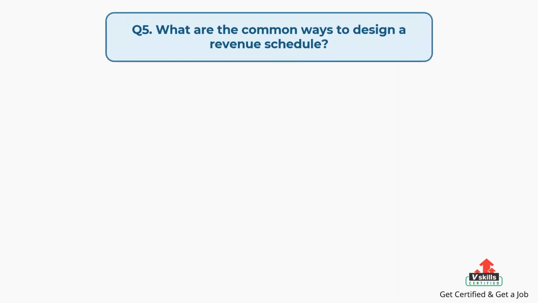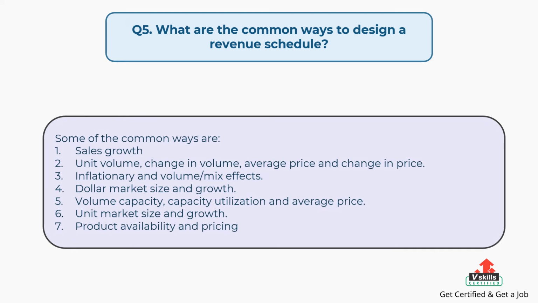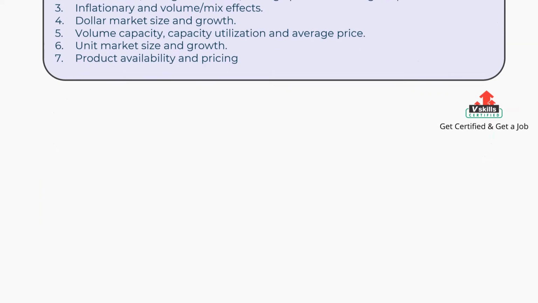Question number 5. What are the common ways to design a revenue schedule? The answer is, some of the common ways are: first, sales growth; second, unit volume, change in volume, average price and change in price; third, inflationary and volume or mix effects; fourth, dollar market size and growth; fifth, volume capacity, capacity utilization and average price; sixth, unit market size and growth; seventh, product availability and pricing.